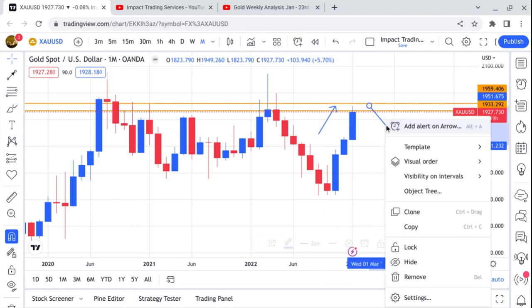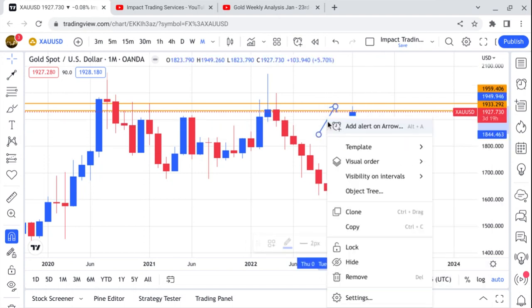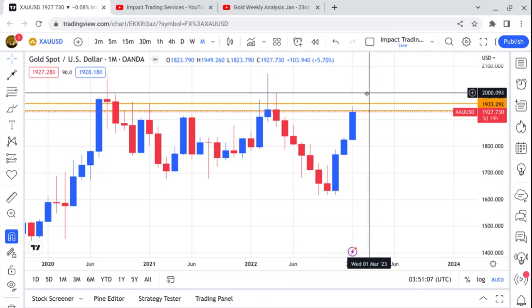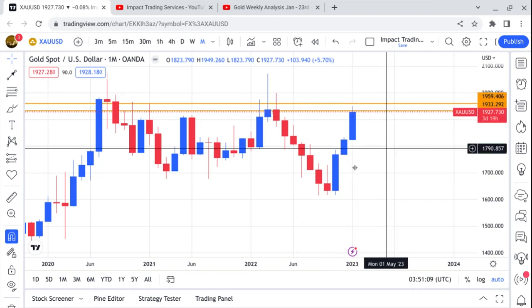So there'll be a lot of profit taking during this week. Profit taking in this area, so we may have a larger pullback.